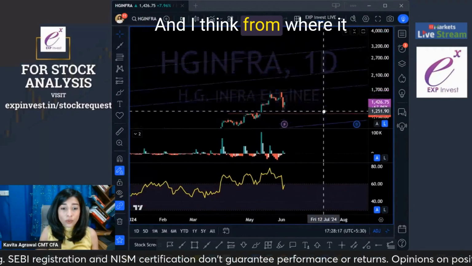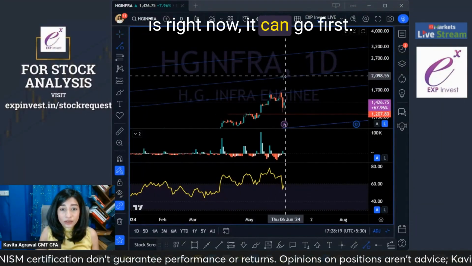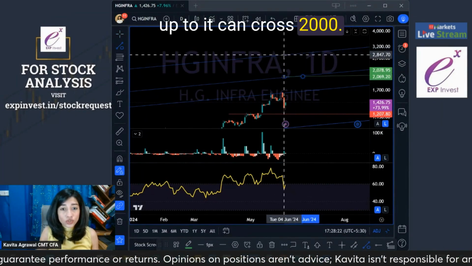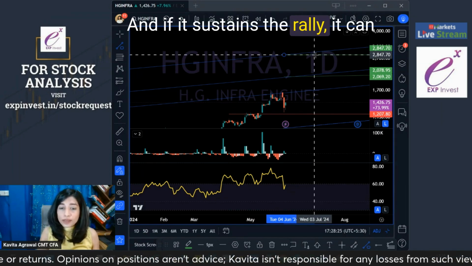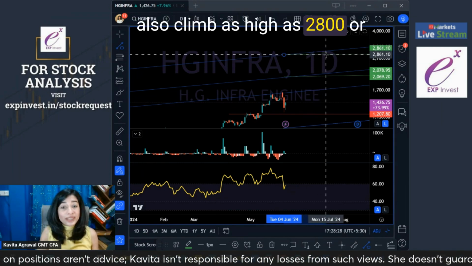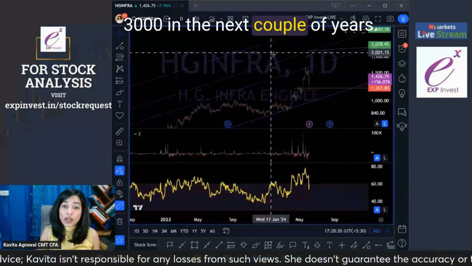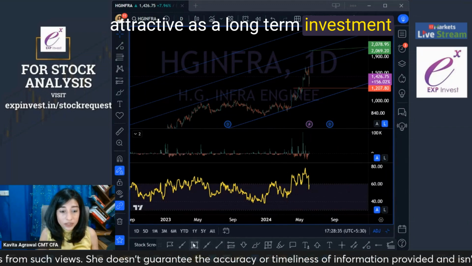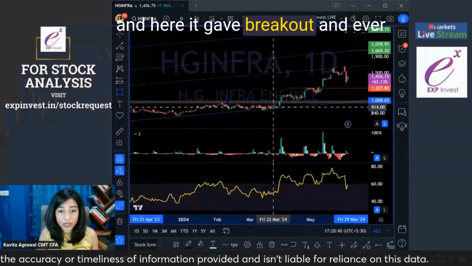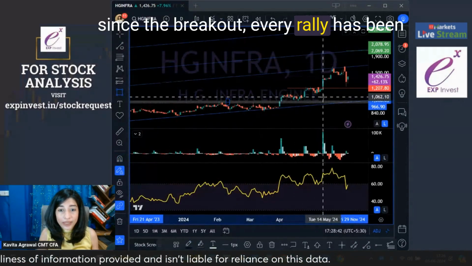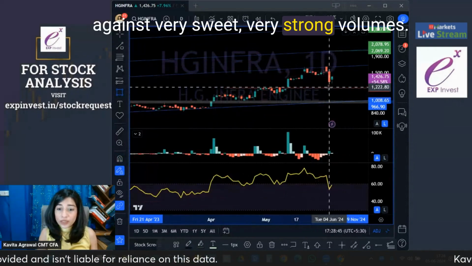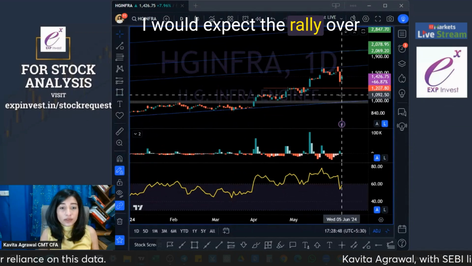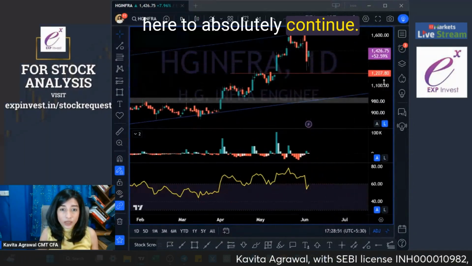And I think from where it is right now, it can first cross 2000. And if it sustains the rally, it can also climb as high as 2800 or 3000 in the next couple of years. So this continues to look pretty attractive as a long-term investment. And here it gave a breakout, and ever since the breakout, every rally has been on very strong volume. So I would expect the rally over here to absolutely continue.